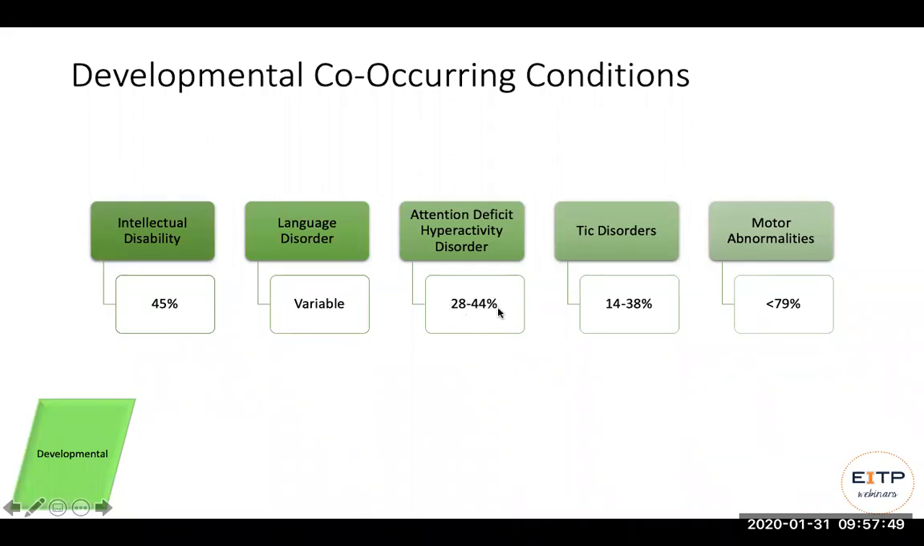ADHD has a high prevalence, 28 to 44%. There's another series that talks about 80%. In my head, I somehow think at least half of the kids with autism have an ADHD diagnosis at some point. And then we have tic disorders, 14 to 38%, and then there are motor abnormalities, which is up to 79%.